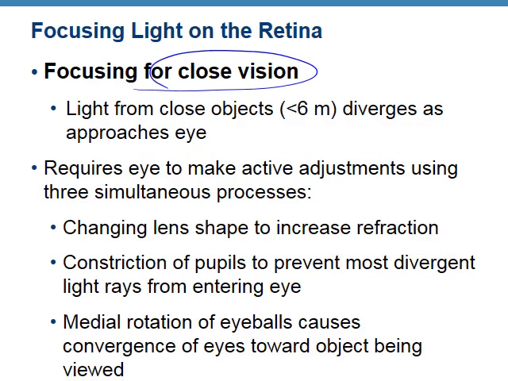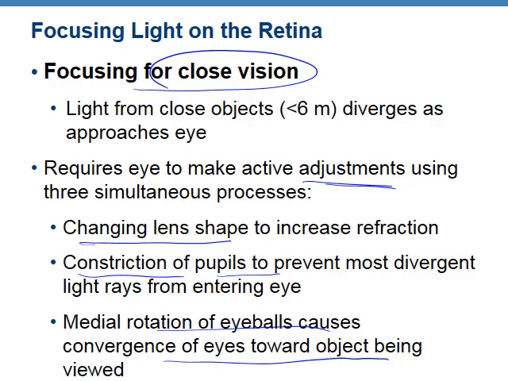Focusing for close vision, we have to make some adjustments. We have to change the lens shape. We have to constrict the pupil, and we have to rotate our eyes a little bit towards the object being viewed.